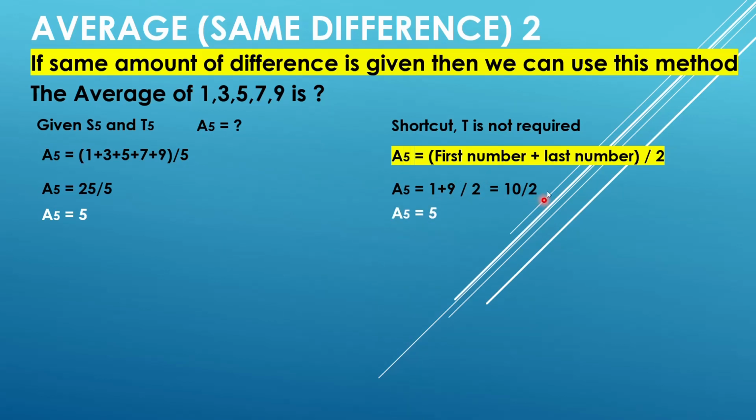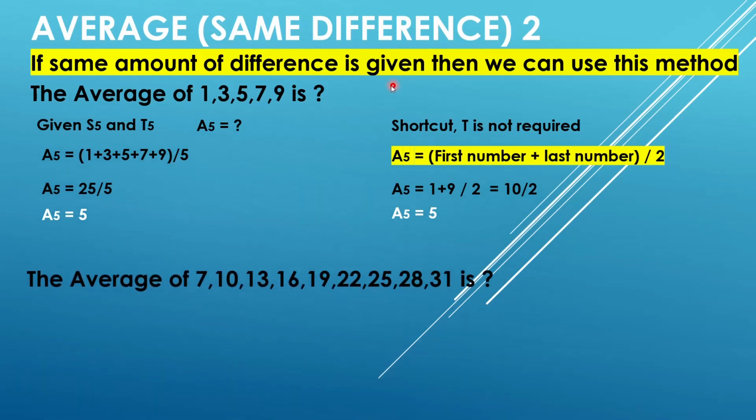So this is a very useful shortcut formula to find the average if you have the same difference. This is our second method, for when you have the same differences. In multiple examinations it will ask you to find the average. If you have multiple numbers, then you cannot easily find it, right? That time it will take more time for you. So this method will save your time.